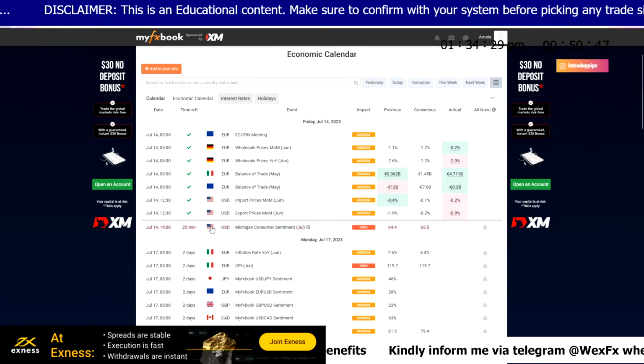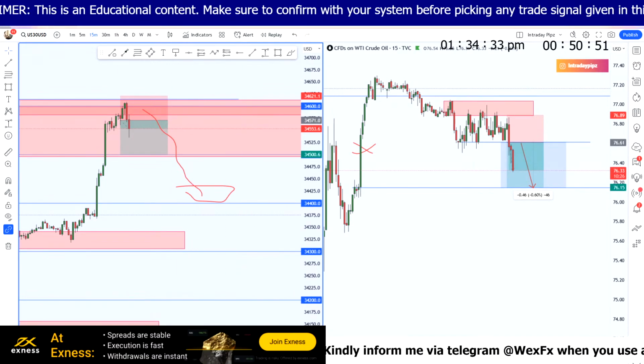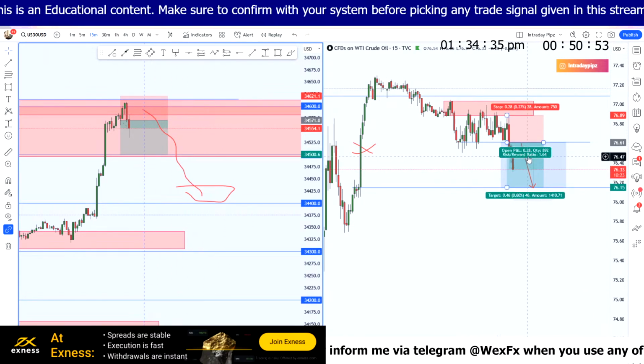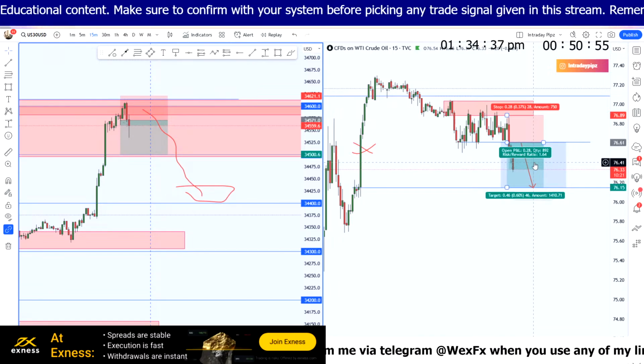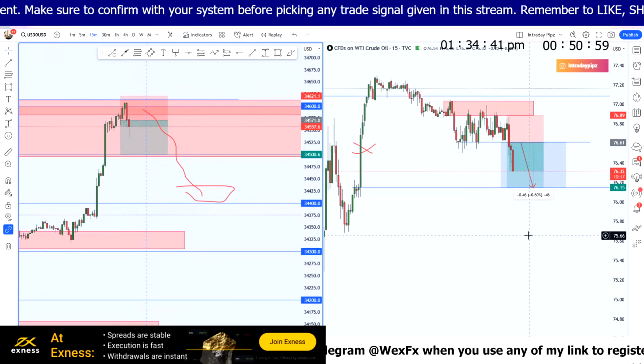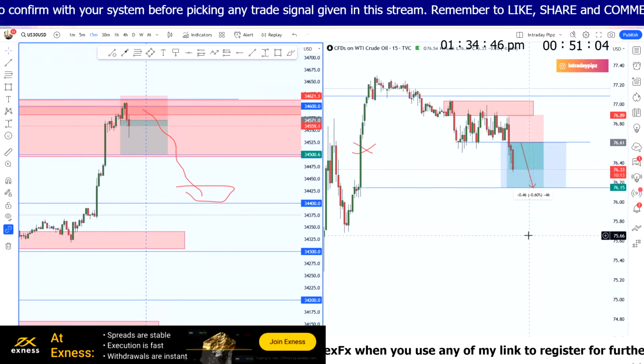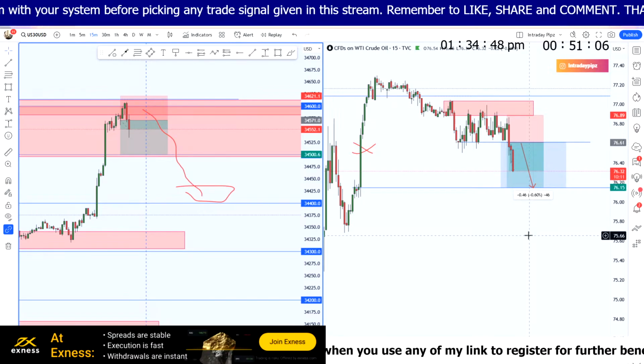So you have 25 minutes to go for the consumer sentiment to drop. On US oil, we are in 28 pips so far. Remember, our target is 46 pips. So we have done more than 50% of our target. So we're still waiting.